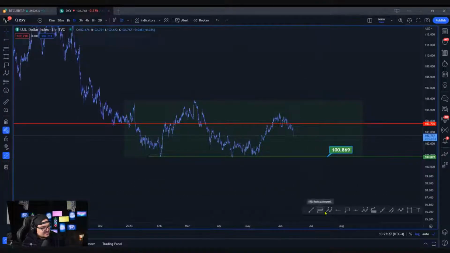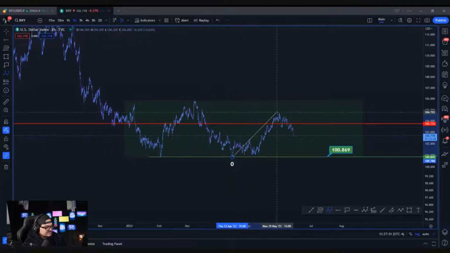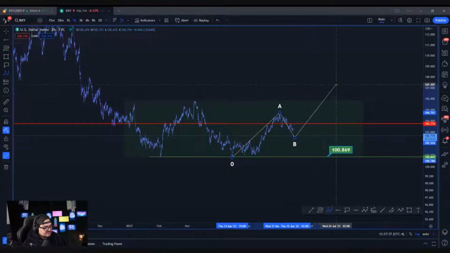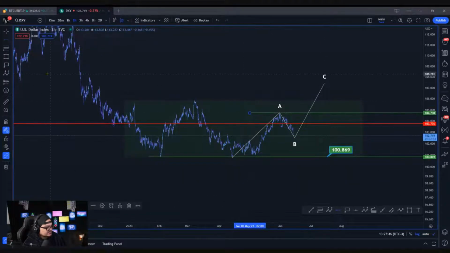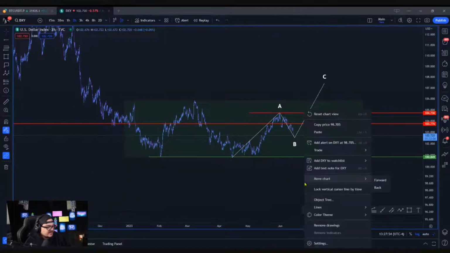A little bit more of a realistic idea that I have is that maybe this A to a B to a C is part of a larger A. We're working on a larger B, and eventually we're going to come up, continue and possibly break out of this range for a larger C wave. If that is the case, I will mark this out as a potential short setup or a bearish pivot for the DXY. That's a little bit more relevant in time frame and perspective of what we're trading at the moment.